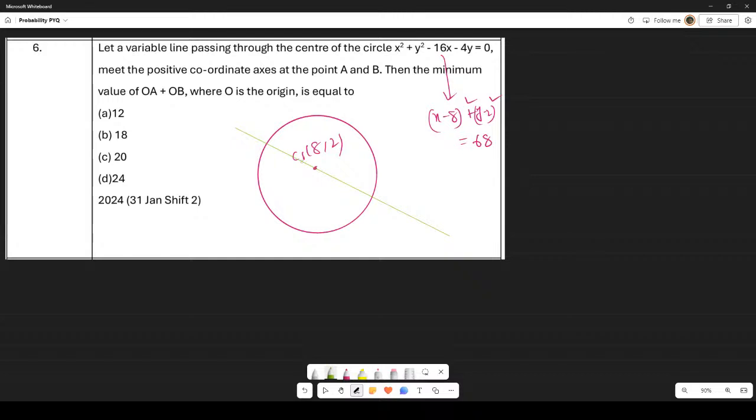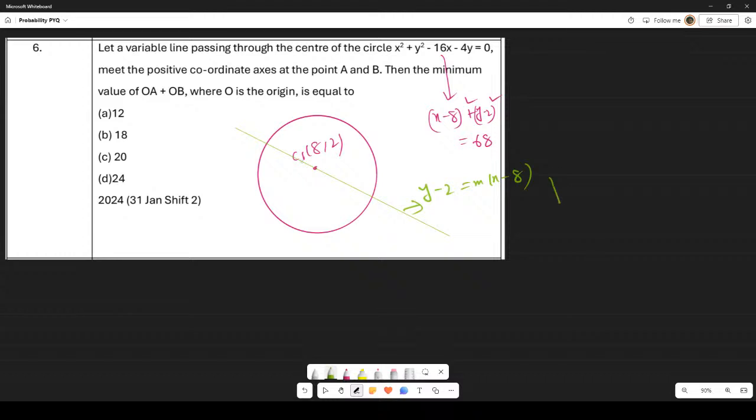And it meets the positive coordinate axes at A and B. Then find the minimum value of OA plus OB. So this line, you can take intercept form, you can take one-point form, any form. Let this line be what? Intercept form, no, two unknowns are there. Take one-point form. Let the line be y minus 2 equal to m into (x minus 8), that line we have considered.